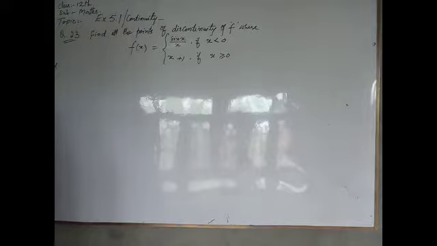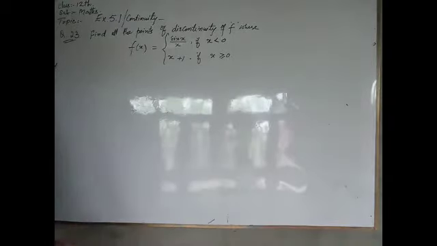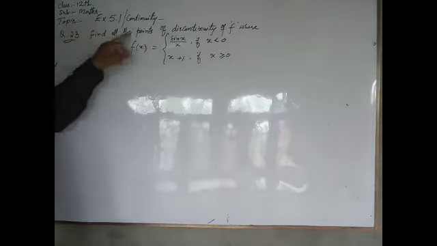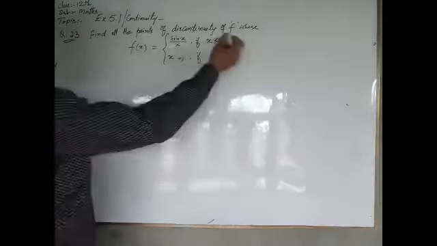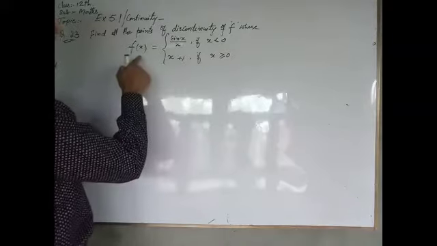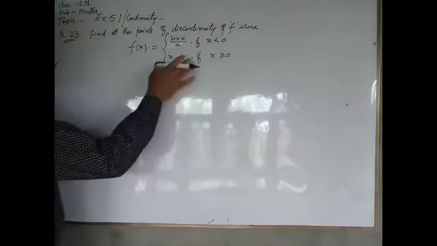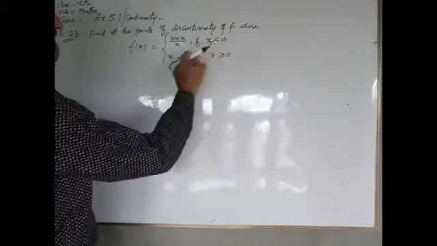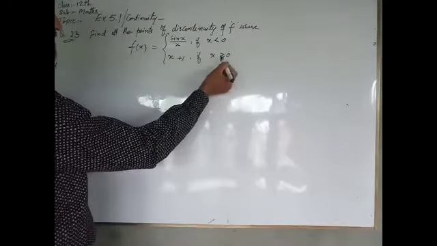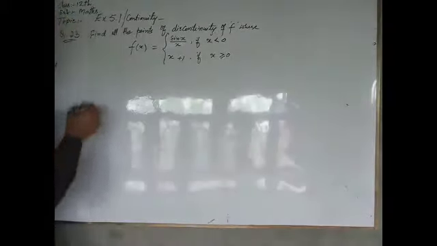Dear students, today we will do exercise 5.1, continuity and differentiability, question number 23. Find all the points of discontinuity of f, where f(x) is defined as sin x by x if x is less than 0, and f(x) is equal to x plus 1 if x is greater than or equal to 0. Here the only point of doubt is where x is less than 0 and x is greater than or equal to 0 meet, that is x equal to 0. So we will check the continuity at x equal to 0.